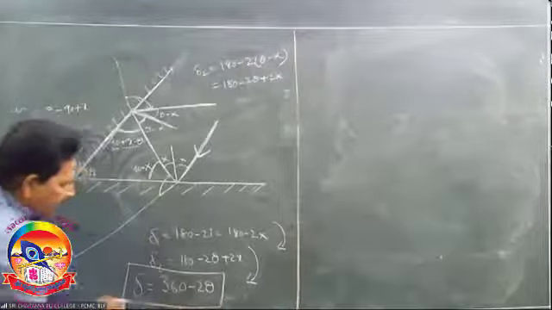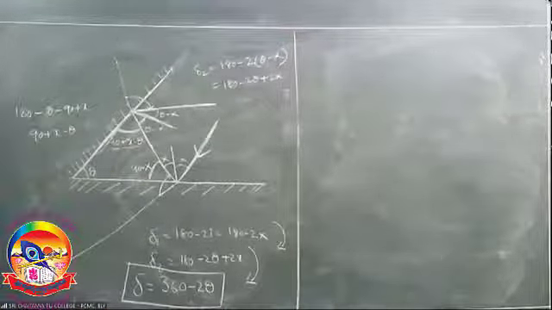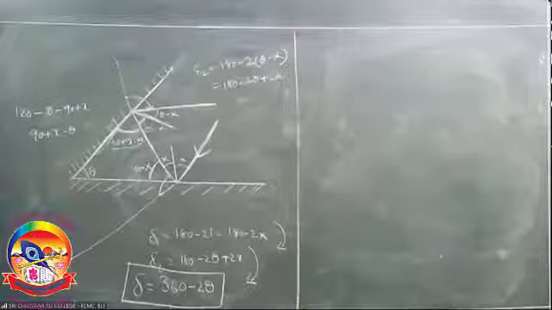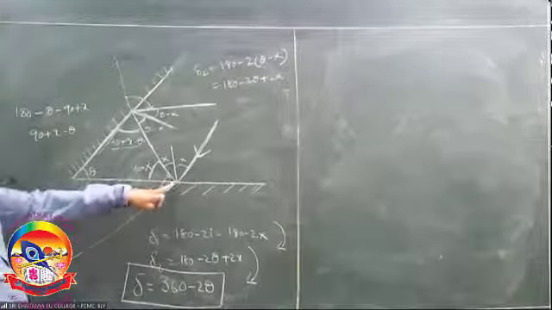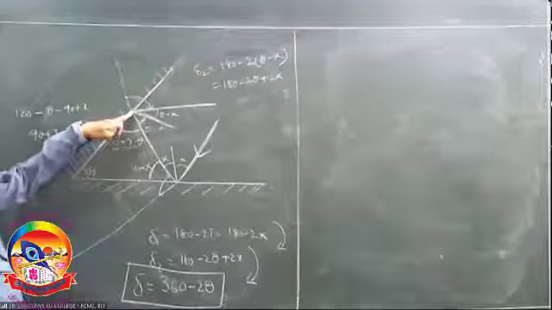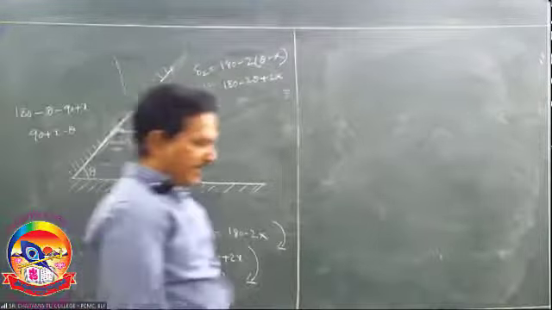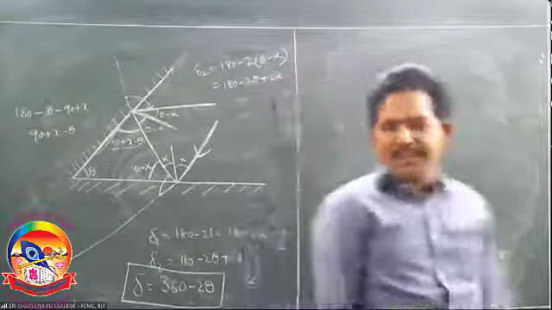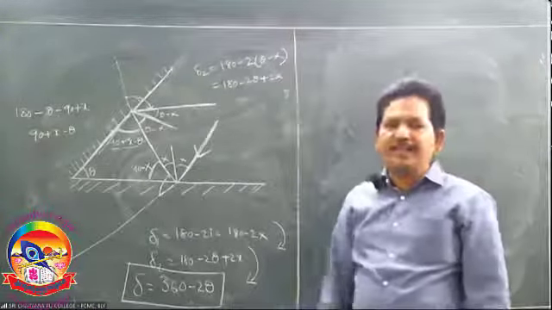We can remember this as a result. First reflection at the first mirror, second reflection at the second mirror. Then what is the total deviation? 360 minus 2 theta.